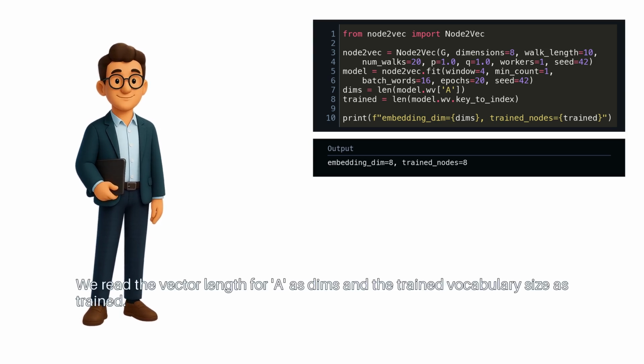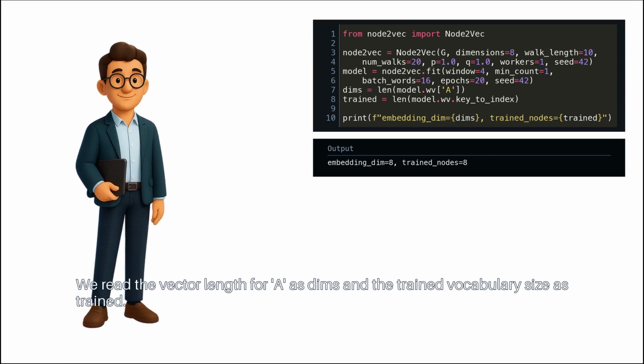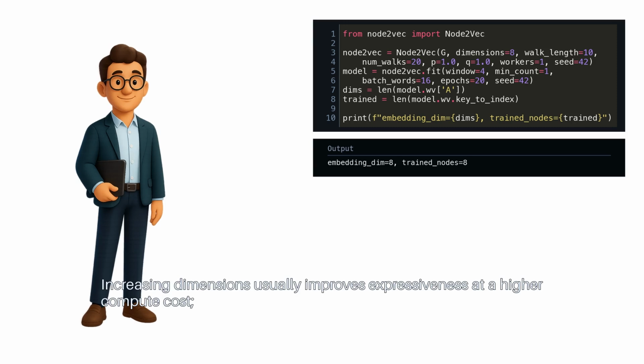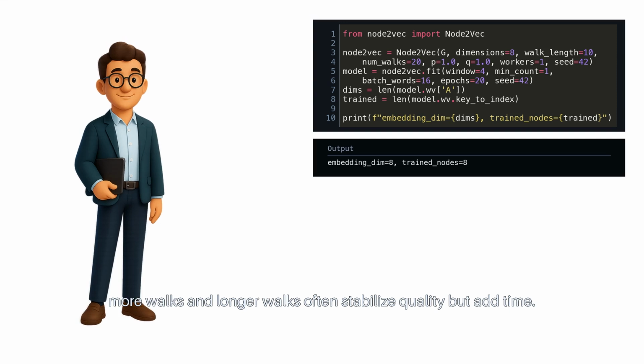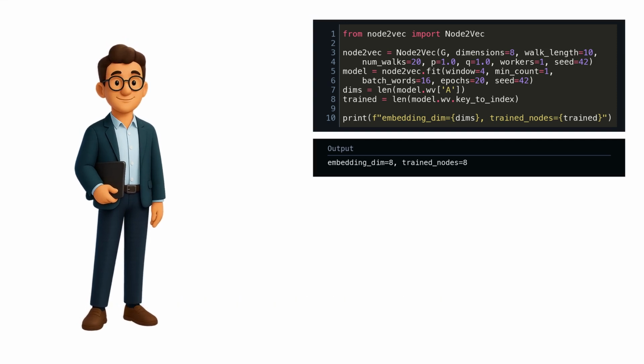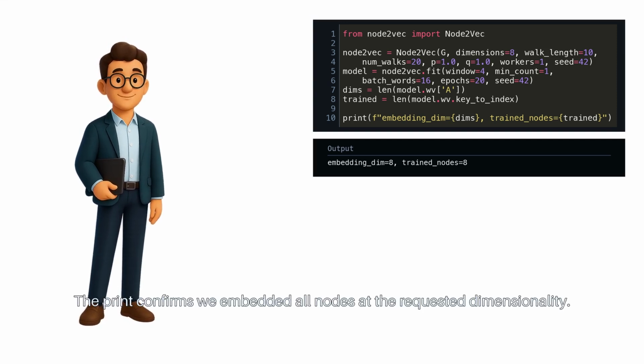We read the vector length for A as dims and the trained vocabulary size as trained. Increasing dimensions usually improves expressiveness at a higher compute cost. More walks and longer walks often stabilize quality, but add time. The print confirms we embedded all nodes at the requested dimensionality.